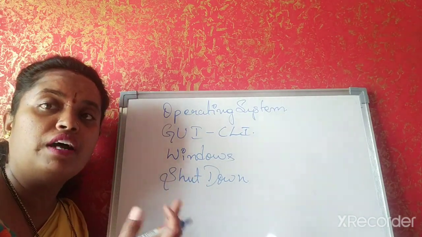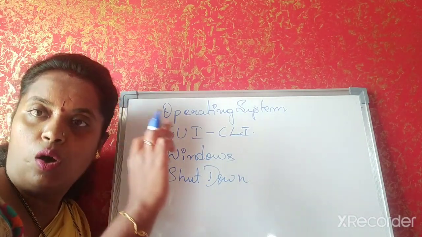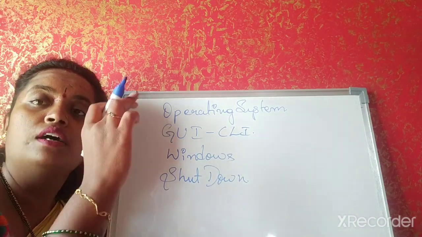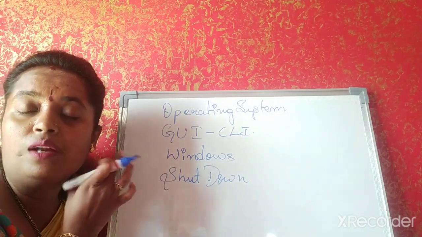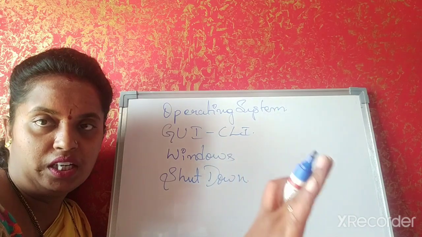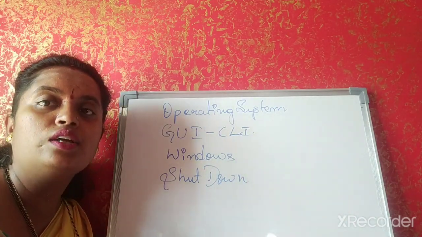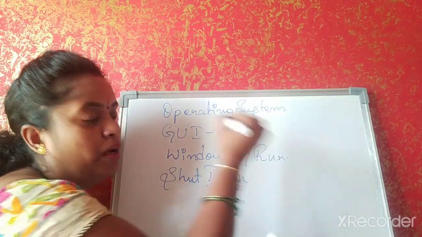How do you run a file? Click on the start button, click on all programs, then in all programs give the name of the folder or the name of the file, then click on the option run. That particular application will run, or it will open up. That's the use of the run command.